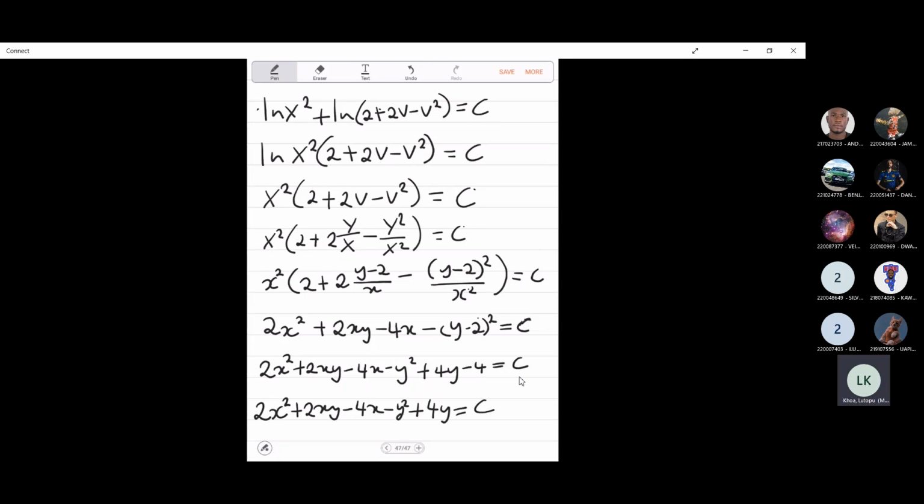Is equal to a constant. Okay, so remember, if I have two constants, I can combine them. My answer is still a constant. If I multiply a constant by another constant, it still leaves me with a constant. If I raise a constant to the power of a constant, I'm still left with a constant.